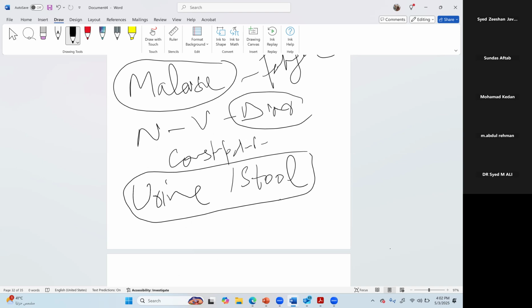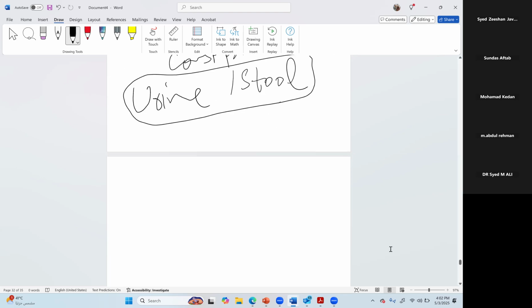Why like that? Increased level of bilirubin. Bilirubin where? In the stool? No, my dear. Stool is having the color of melena, if we are talking due to bleeding. That's why I asked this question.